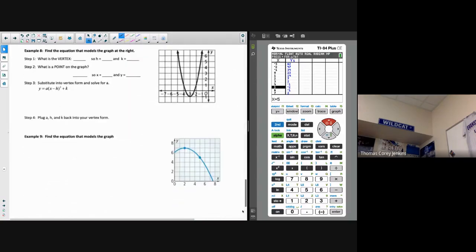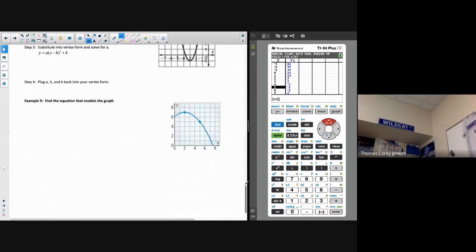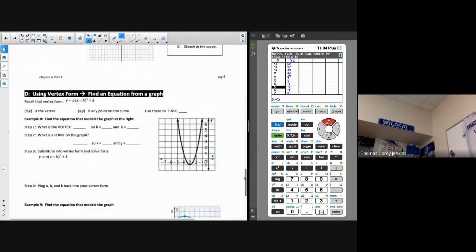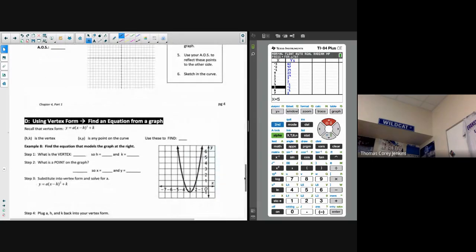All right, so our last example here would be coming up with the equation given the graph. This is a little bit tough, right? So step 1 is we find the vertex. The vertex of this one is at, looks like -3, -1.